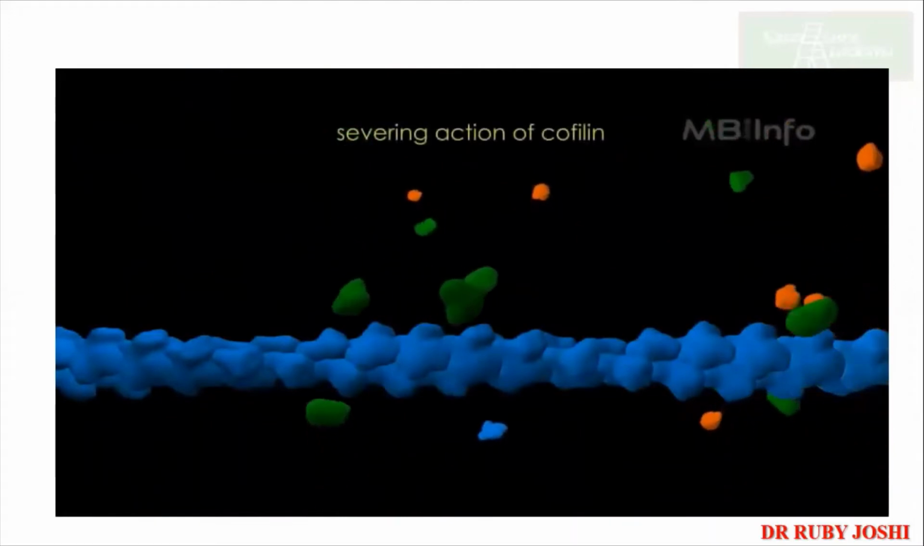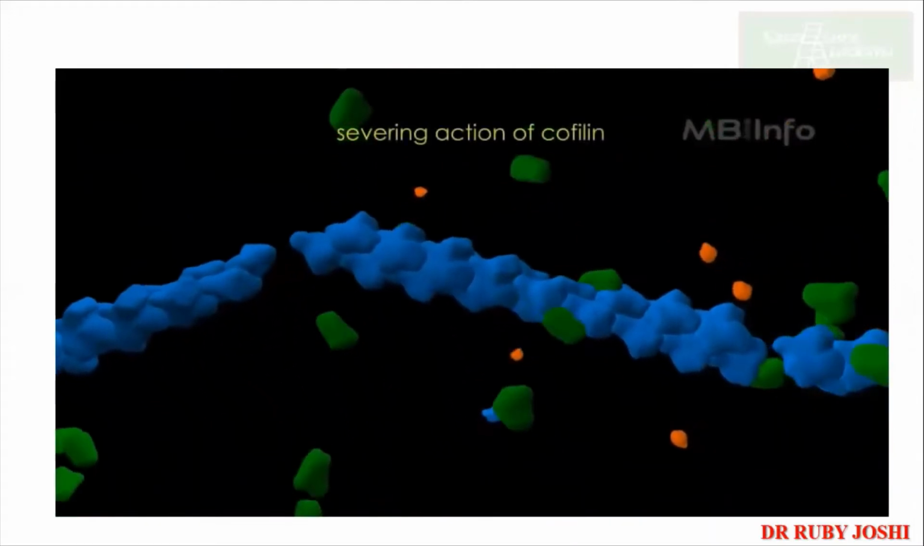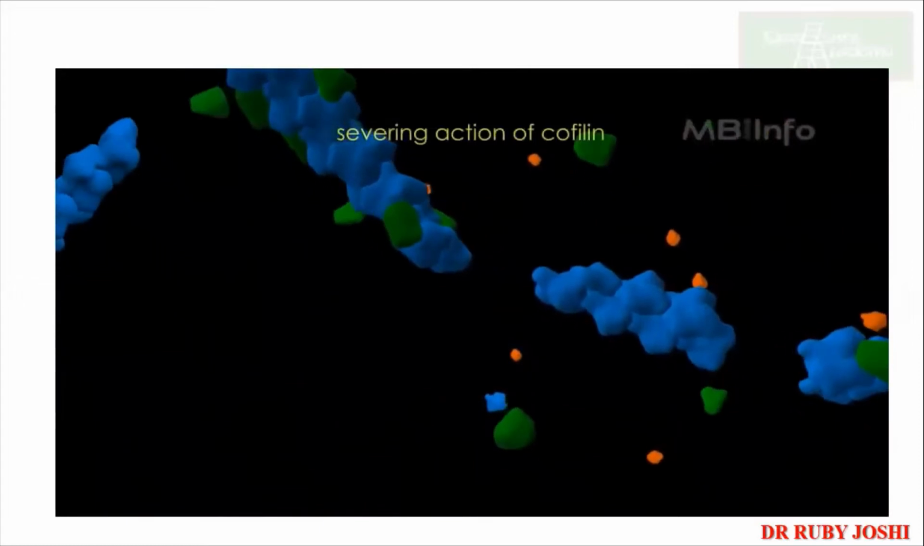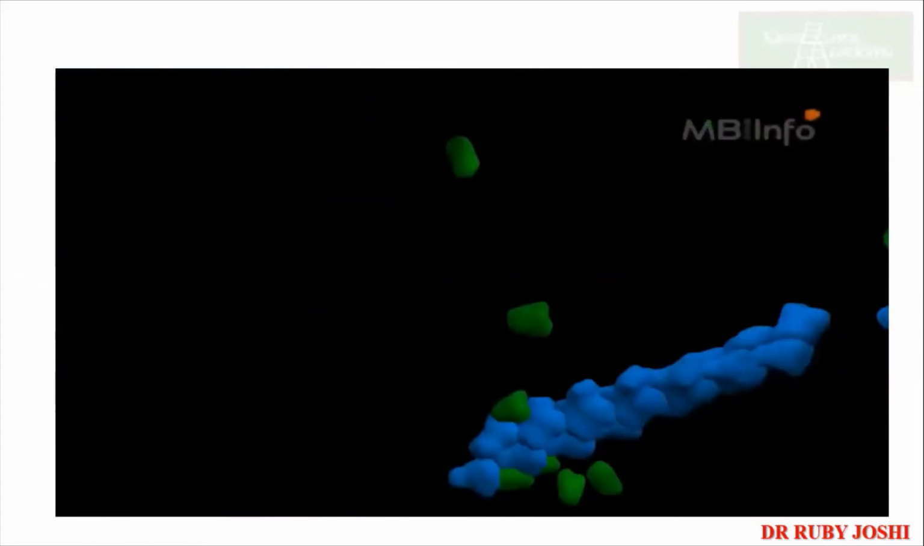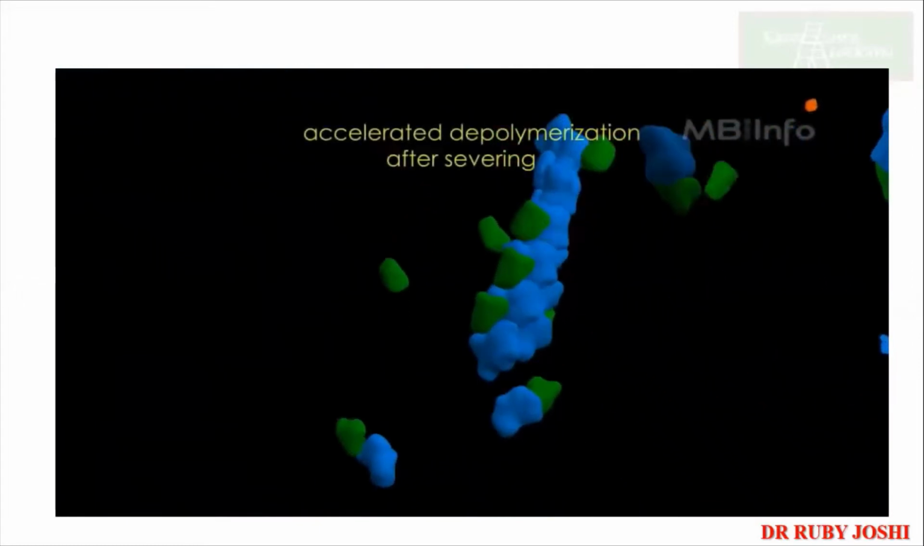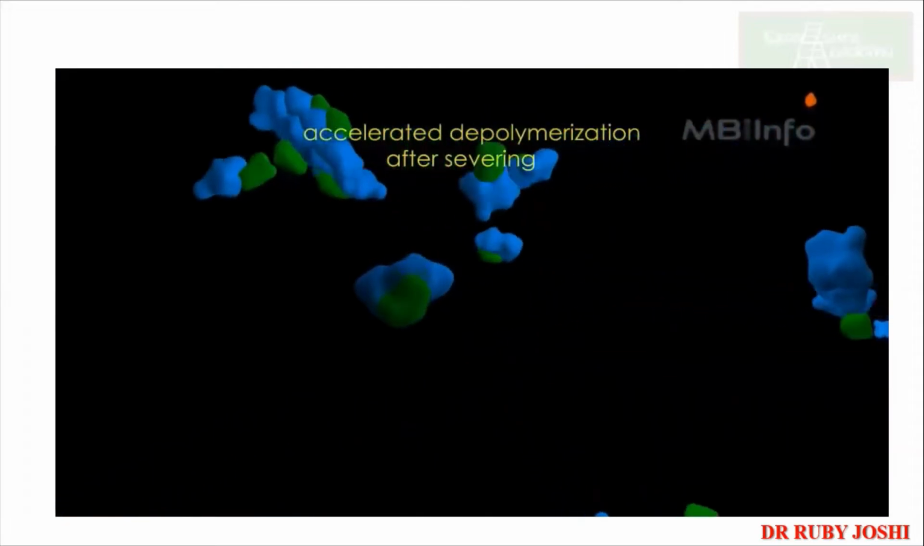Now comes the action of cofilin, which actually makes a cut in the actin filament so that new ends are created for both addition and deletion.